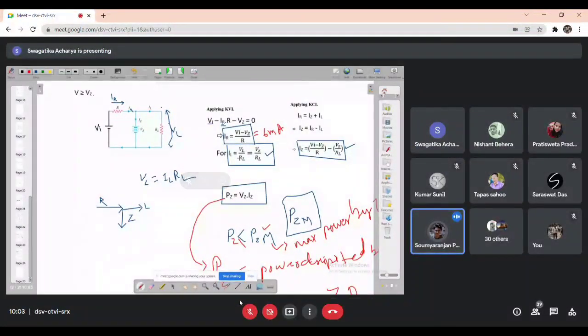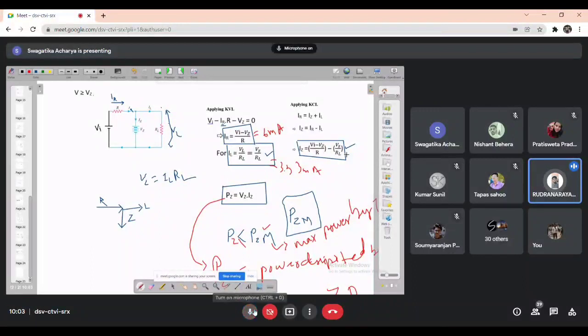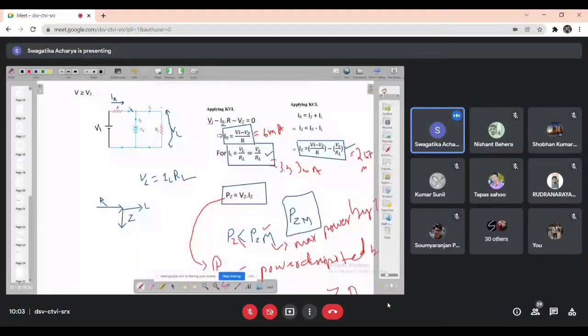3.33 milliampere, right? Now what is the value of IZ? 2.67 milliampere.